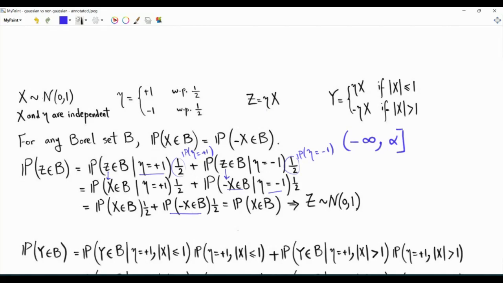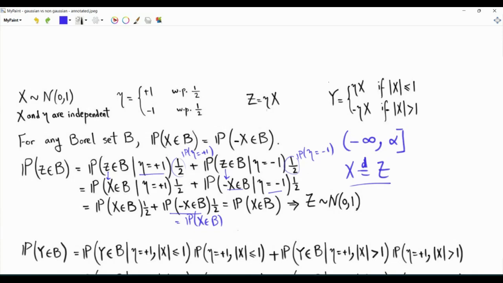Now, because x has a symmetric distribution about the origin, this probability is equal to the probability that x is in B. Adding the two terms, we get the probability that x is in B, which means that z and x are equal in distribution. Z is a zero mean, unit variance random variable.